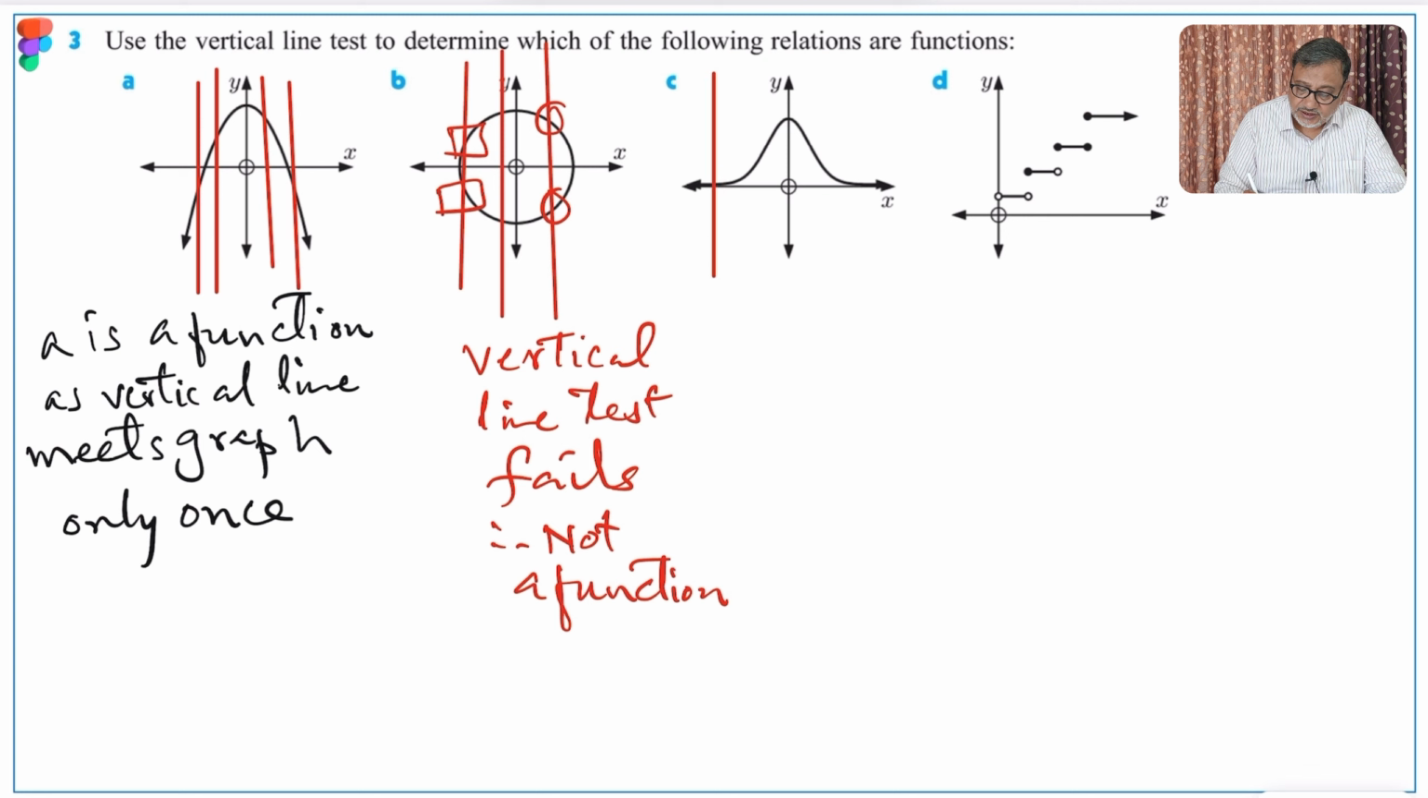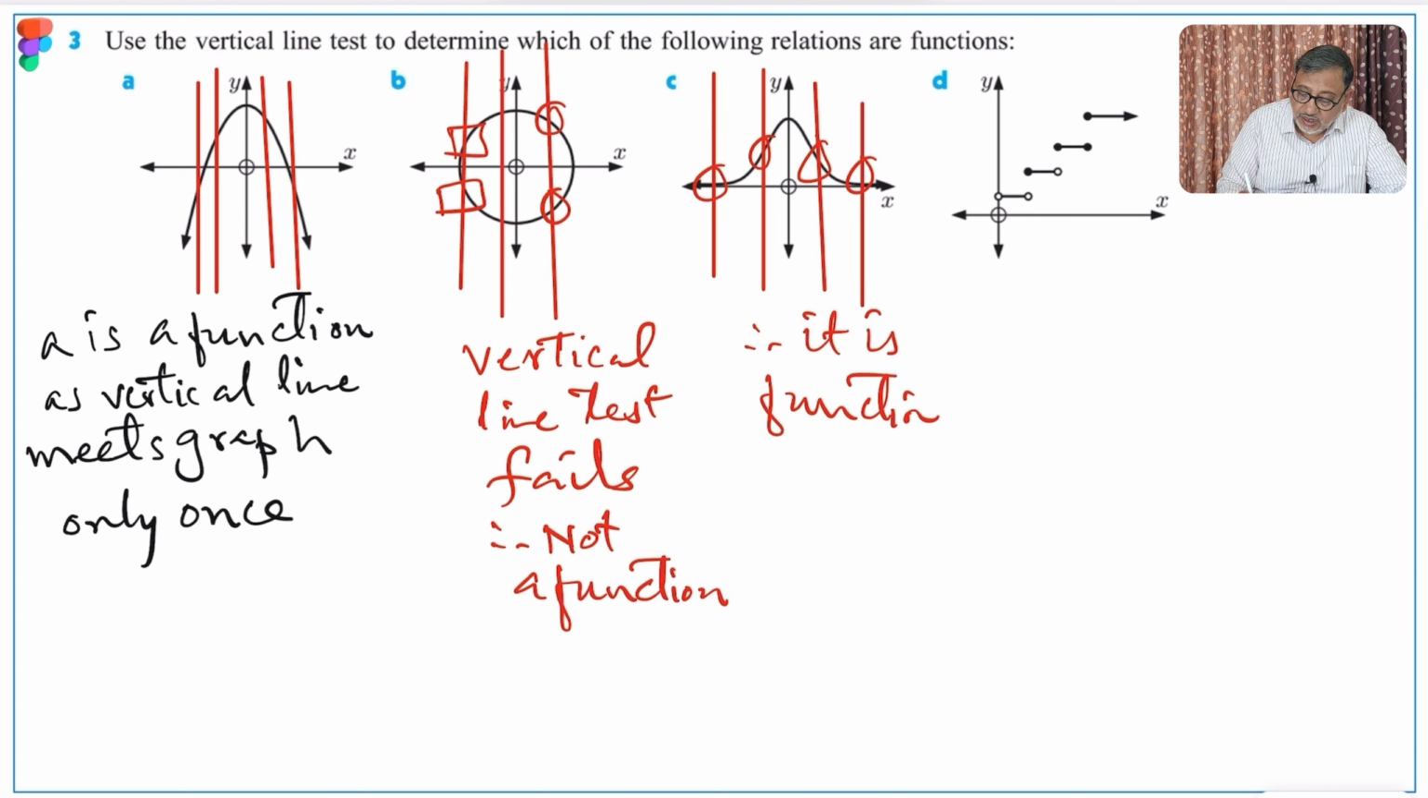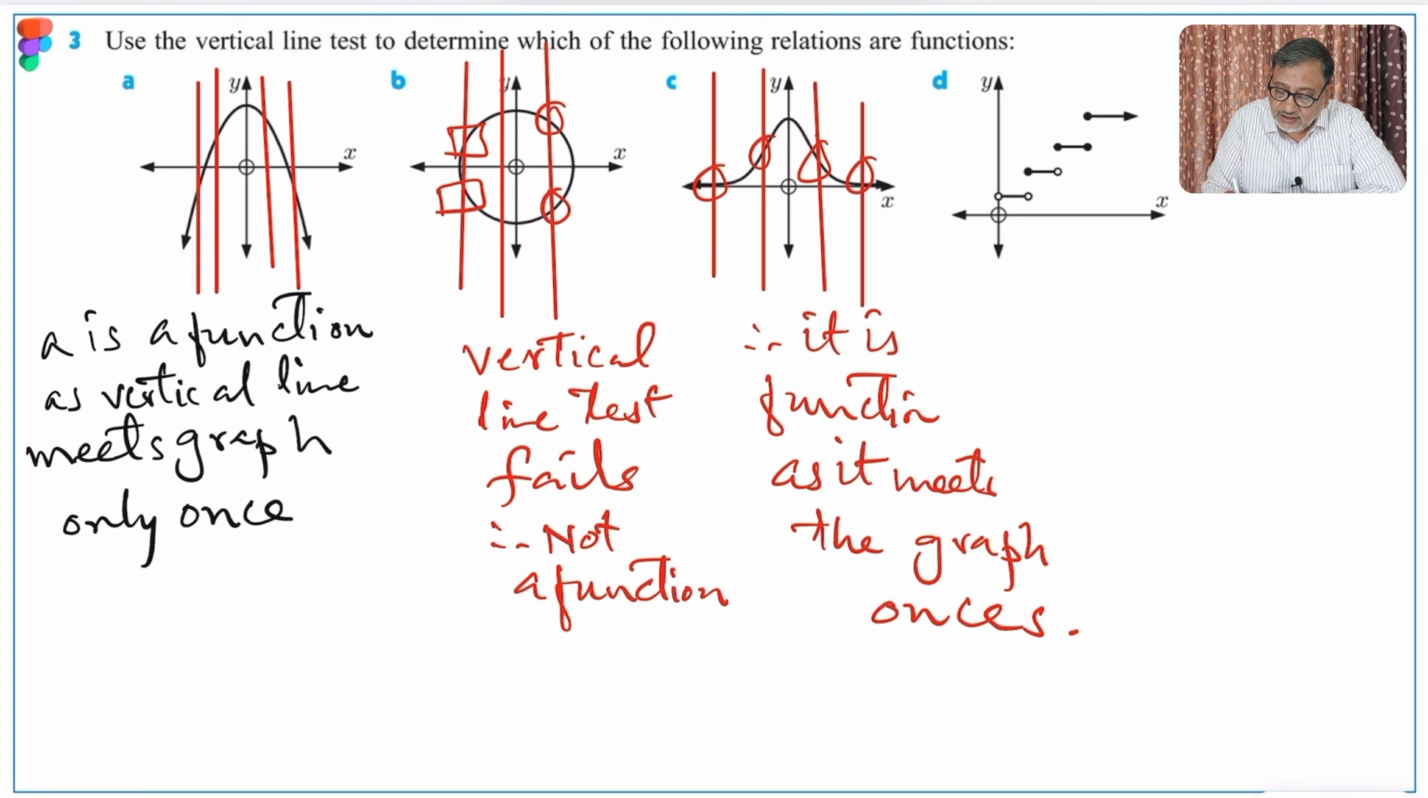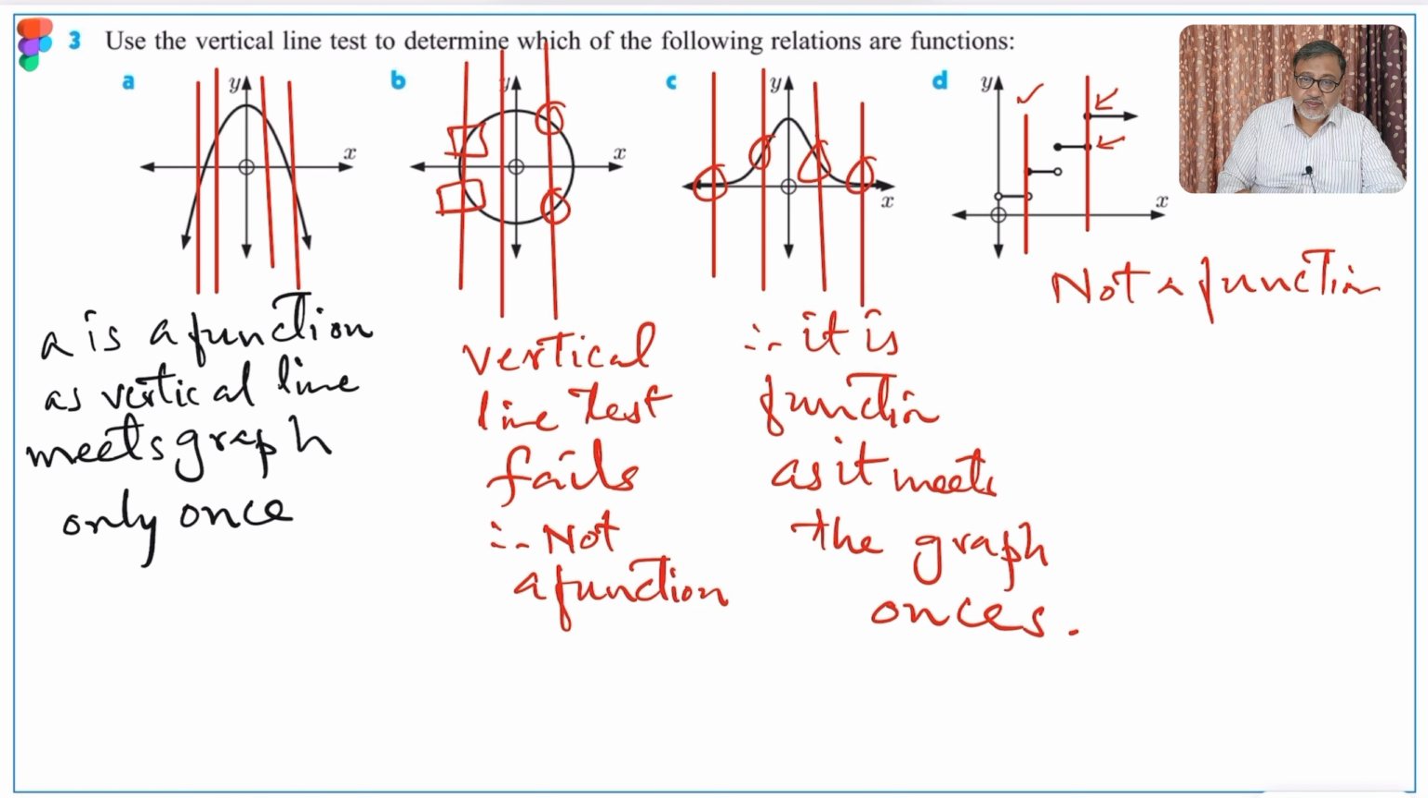What about the third one? It passes the vertical line test. See here. Anywhere you draw, it will meet the graph only once, right? Here one time. Therefore it is a function, as it meets the graph once. Look at this. Here it is only once. But here, it is meeting at this point as well as at this point. So more than one point it is meeting, therefore not a function. So it was very simple. So this is not a function, this is not a function, this is a function, this is a function, right?